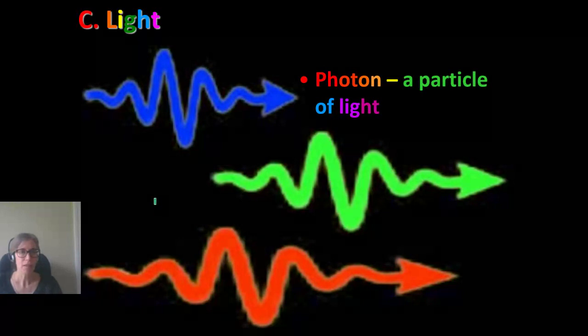Welcome to AP Biology. In order to understand photosynthesis, you really need to have some background on light, and so that's what I want to do with you today. So first of all, a photon. What is a photon? It's a particle of light.